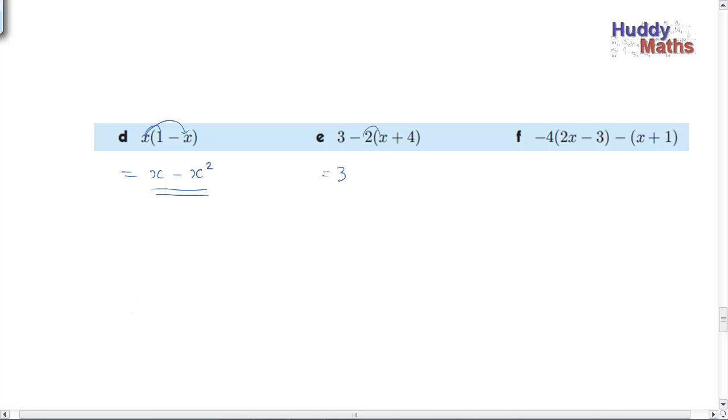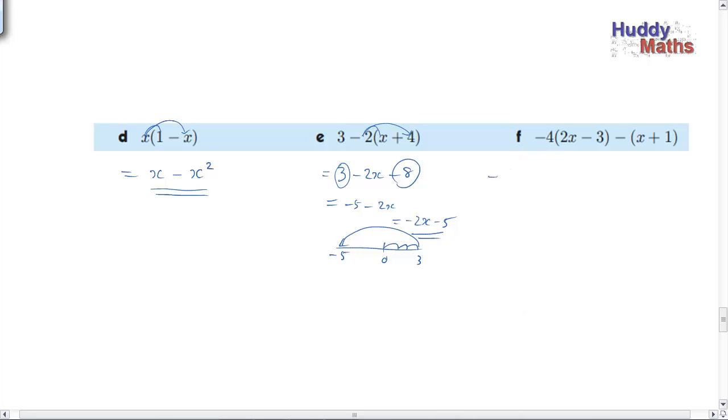3, neg 2 by x is neg 2x. Neg 2 by 4, neg 8. So we've now got, what do you want to do? 3 take 8 is neg 5. Just remember, students forget this. 3 this way, then take 8 will land you down at neg 5. And then take 2x. So we could put this as neg 2x take 5 with the pronumeral term in the front. Okay, how are you going?